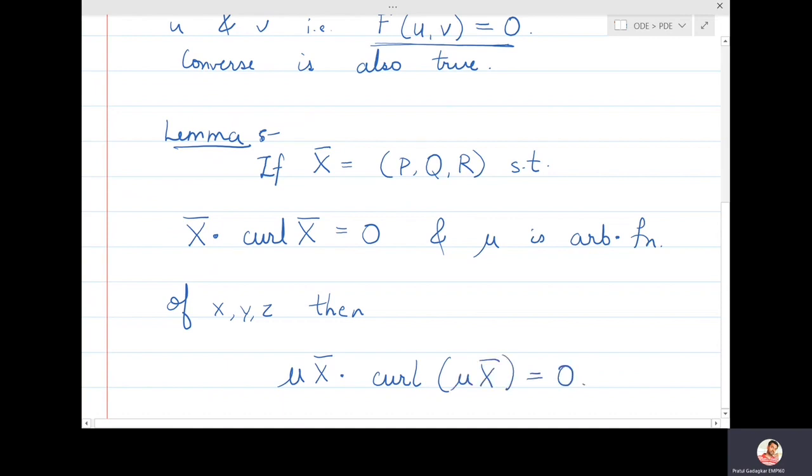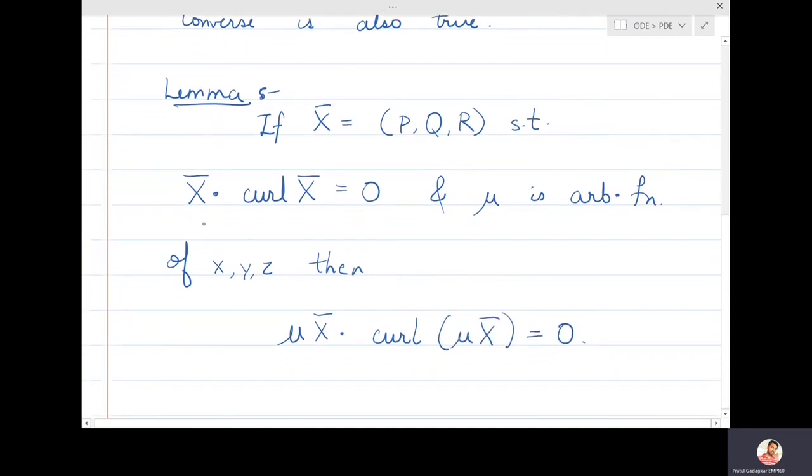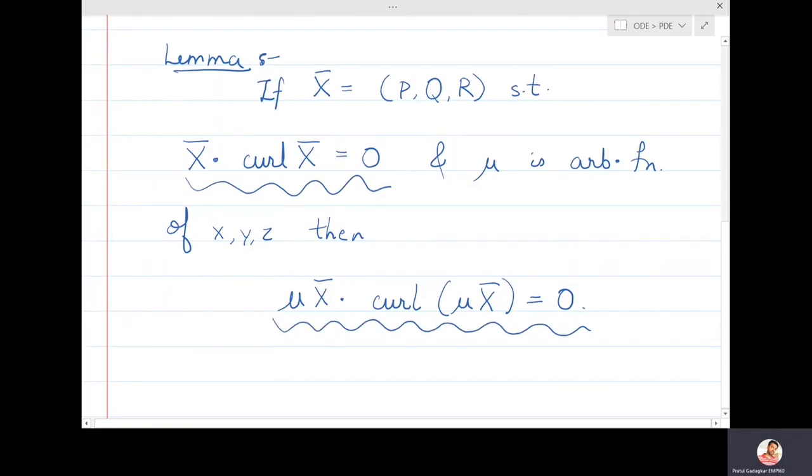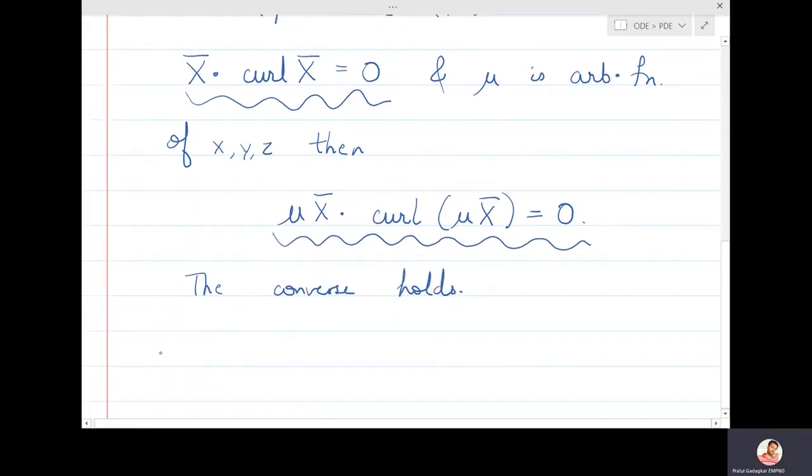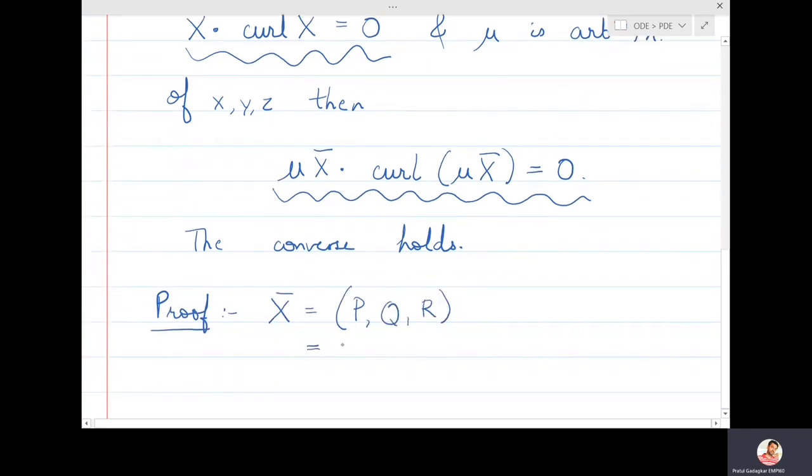What is this result saying to us? That if X bar dot curl X bar is 0, then mu X bar dot curl of mu X bar is also equal to 0, and the converse is also true. The converse holds. So we are going to prove this lemma now. Let me write the proof of the lemma. We know that X bar is given to be (P, Q, R). So I can write X bar equal to Pi plus Qj plus Rk.